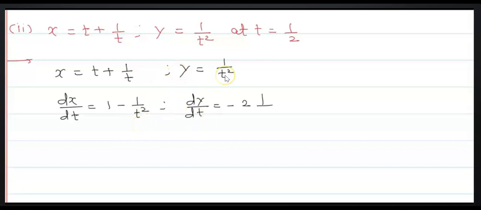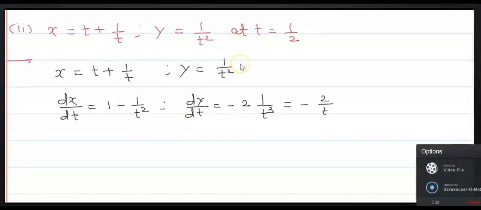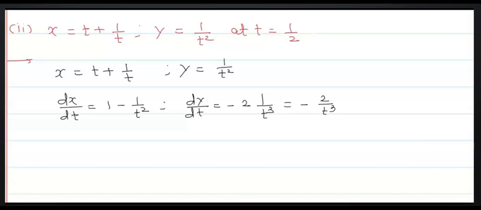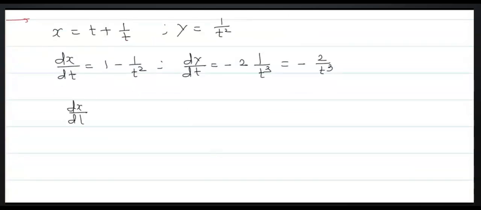For dy by dt, if we take this to the numerator, its power will become minus 2, and its differentiation is minus 2 t raised to minus 3, and the answer is minus 2 upon t raised to 3. Therefore, dy by dt is equal to minus 2 upon t raised to 3. Therefore, dx upon dt is equal to 1 minus t square, and dy by dt is equal to minus 2 upon t cube.